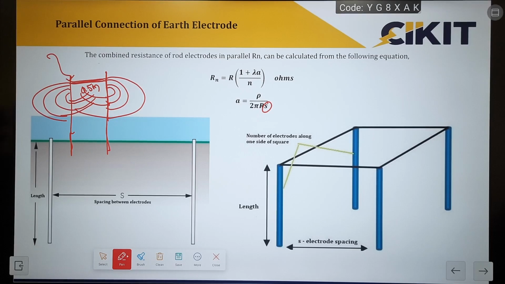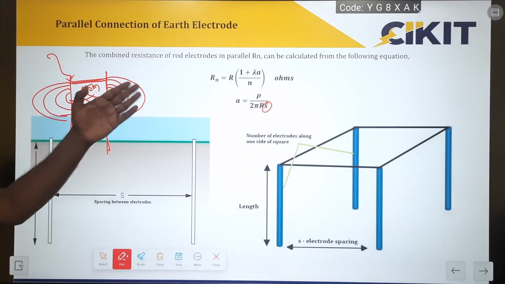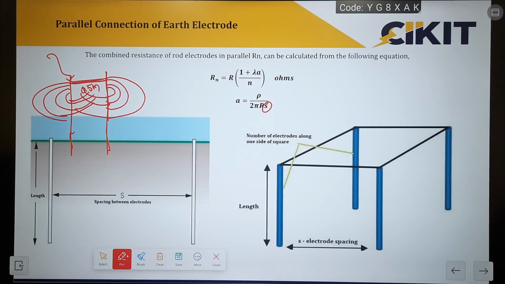By providing a lower spacing between these two earth electrodes, I am reducing the performance of the earth electrode. So proper spacing between these two earth electrodes plays a crucial role, and I need to provide it. If I take this alpha value, it mainly depends upon the spacing. It is inversely proportional, so if I increase the spacing, the value will be reducing. Based on the spacing between these two earth electrodes, their combined resistance value will differ.